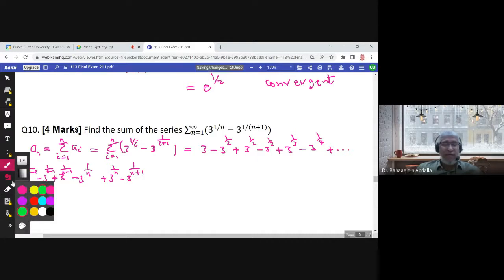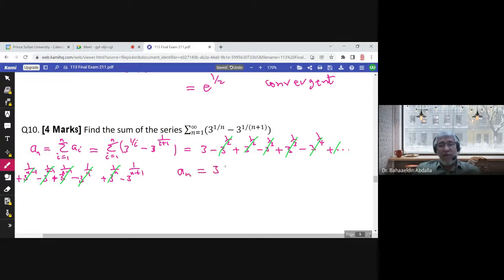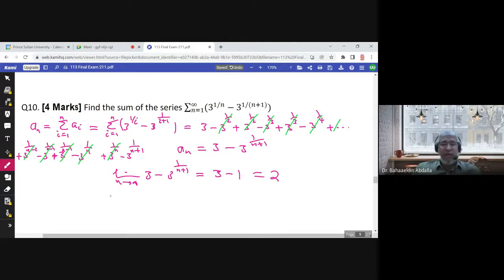And now let us see what cancels. Well, here this cancels with this, and this cancels with this. So this will be cancelled with whatever is here, and we will have 3 at the end. And here this cancels with this, and this cancels with this. So this will be cancelled with the next one. And we can see that an is in fact equal to 3 minus 3 to the power 1 over n plus 1. And now when we find the limit when n goes to infinity, we will have 3 minus 1 over infinity is 0, 3 to the power 0 is 1. So this is the sum of this series. Okay, the sum of this series is 2.